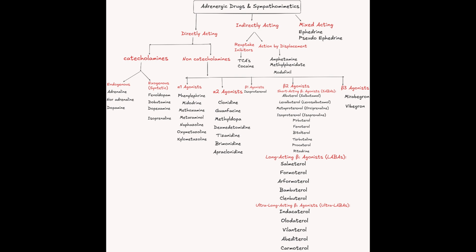Isoproterenol stimulates both beta-1 and beta-2 receptors, increasing the heart rate while also relaxing the airways. And the next example is clonidine, an alpha-2 agonist, which reduces the nerve signals, leading to lower blood pressure. Understanding these interactions helps explain how medications treat asthma, blood pressure and heart conditions.